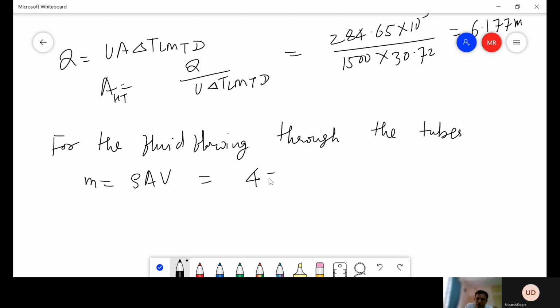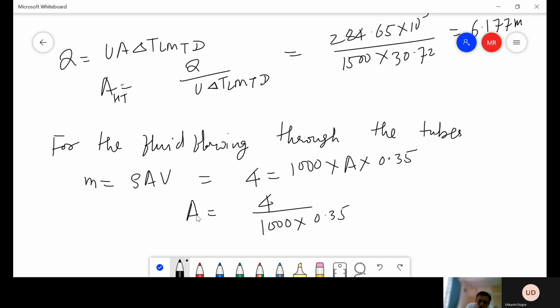So 4 is given as rho, and rho is 1000, isn't it? Into velocity. Area into velocity will be given by what? Area will be multiplied by A as it is, multiplied by velocity, which is given as 35 centimeter per second. So that is 0.35 meter per second. So from this we can calculate area. So area is going to be 4 divided by 1000 into 0.35.